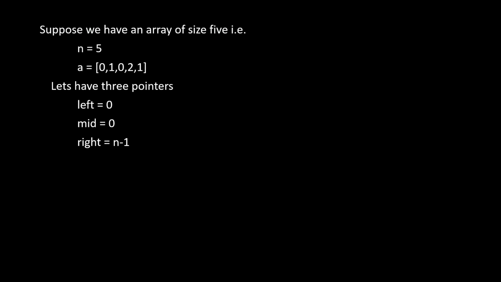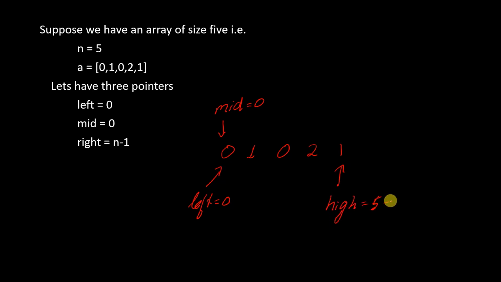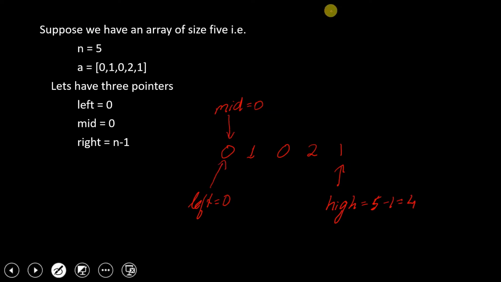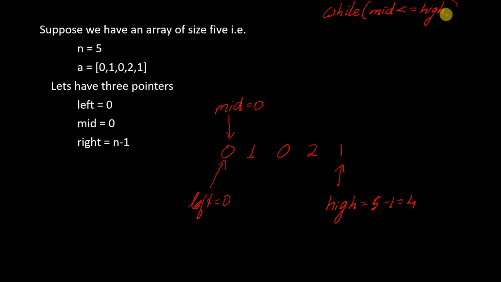So suppose we have an array of size 5. The array looks like 0, 1, 0, 2, 1. We have 3 pointers: left, which is equal to 0, mid, which is also equal to 0, and high, which is equal to n minus 1, that is 5 minus 1 equals 4. Now we will check the condition. The loop runs while mid is less than or equal to high, which holds true. So we will enter the loop.